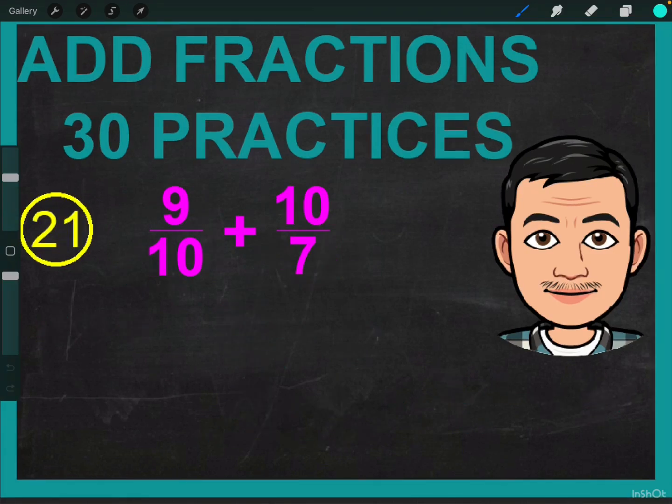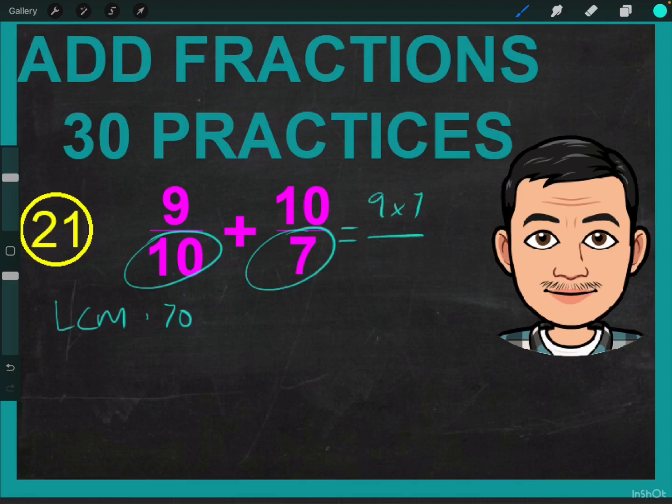Bracket number 21, we have two fractions with different denominators, 10 and 7, and the LCM for 10 and 7 is 70. So now we will convert 9 times 7 over 10 times 7 for the first fraction, and for the second fraction we have 10 times 10 over 7 times 10. So we got 63 over 70, and the second fraction is 100 over 70.